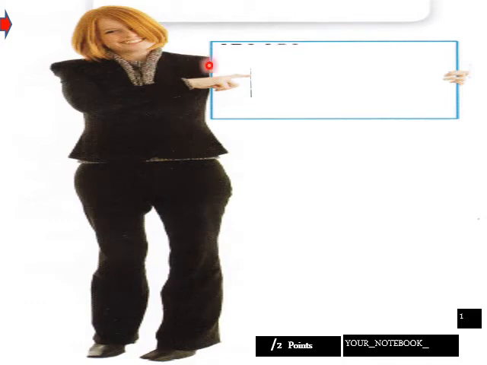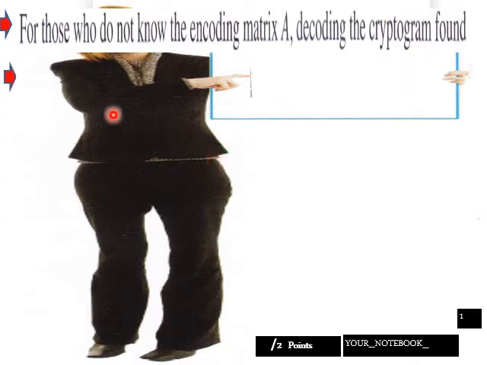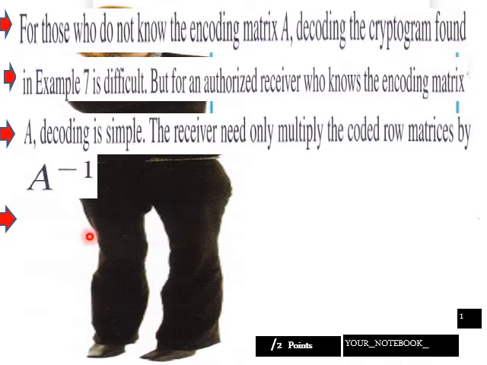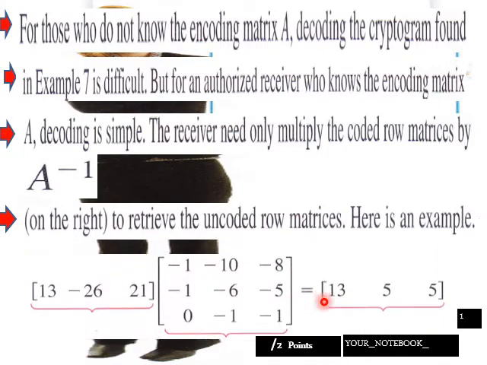For those who do not know the encoding matrix A, decoding the cryptogram found in example 7 is difficult, but for an authorized receiver who knows the encoding matrix A, the decoding is simple. The receiver need only multiply the coded row matrices by the inverse of A on the right to retrieve the uncoded row matrices. Here's an example. This is your code, this is your inverse of A, and this spits out your uncoded message there.